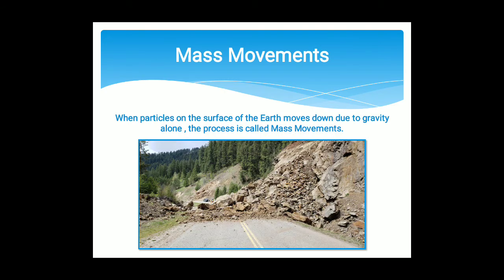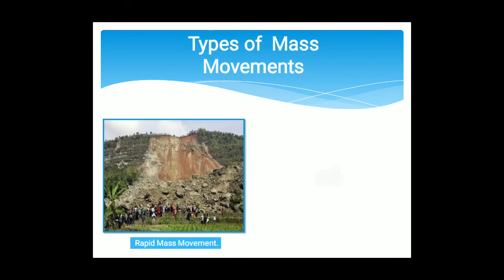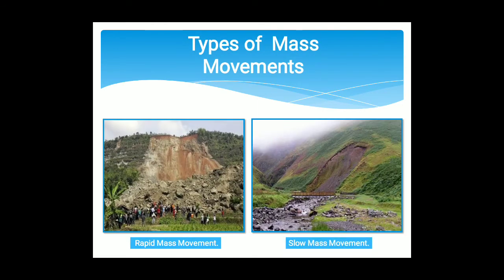When particles on the surface of the earth move down due to gravity alone, the process is called mass movement. Sometimes this process is very fast. The materials move very rapidly and come down the slope. Such a process is called rapid mass movement. Examples: rock falls, landslides, etc. Their effects are very destructive. Slow mass movements generally occur at a much slower pace over a period of time.